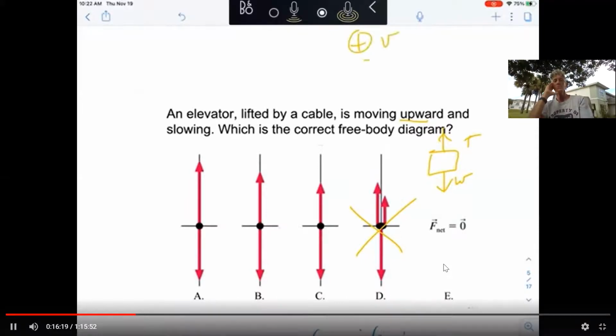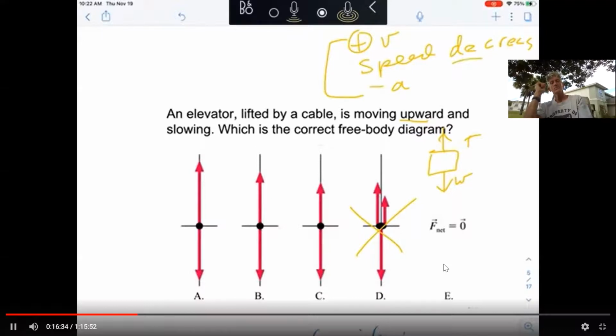Now, if it's moving upward, the velocity is positive. The speed is decreasing because it says it's slowing down. So the signs of A and V have to be opposite. So the acceleration is what? Since the speed is decreasing, V and A have to fight each other. So A has to be negative, therefore down.